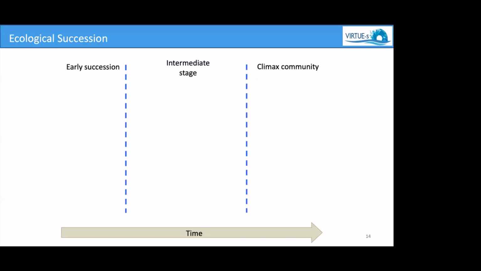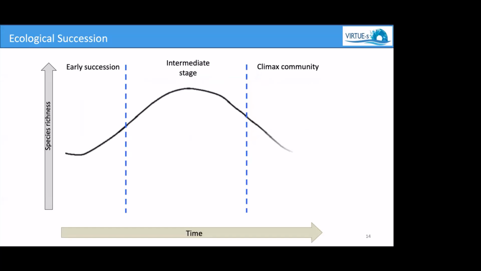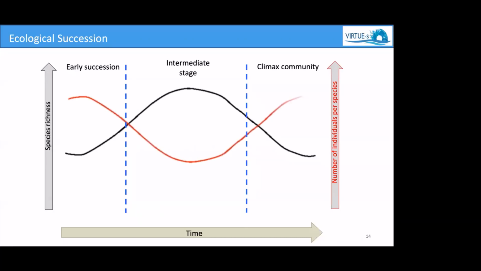So to summarize that table, in terms of species richness, the curve will look somewhat like this. The species richness is low in the early succession, it rises in the intermediate stage, and in the climax community it decreases again. And in terms of the number of individuals per species, it is the other way around.